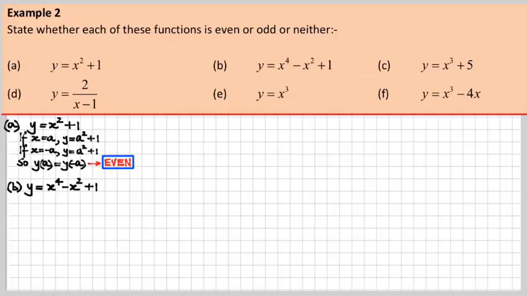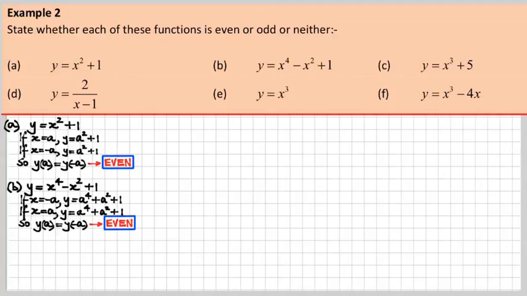But let's just check it out. I think that will be the end result though. Okay, if x is minus a, y is going to be that. And if x is plus a, y is exactly the same thing, isn't it? Yeah, see? Very cool. So therefore it is an even function, as we predicted. What about C? What do you think?